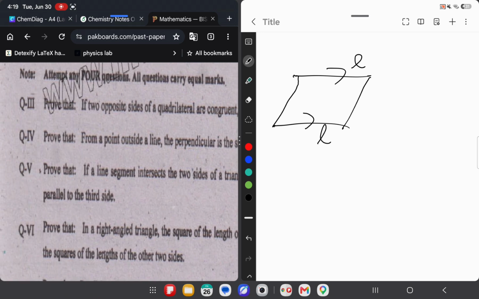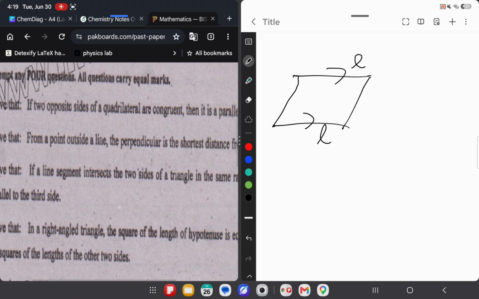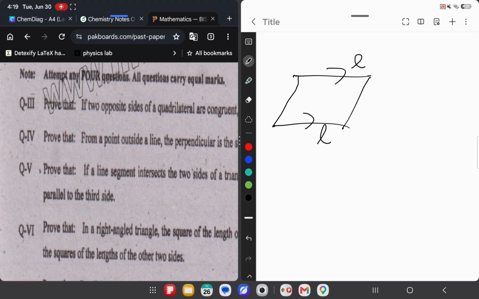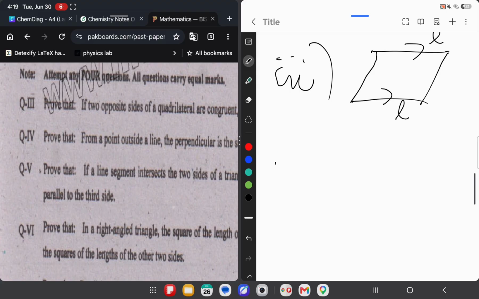From a point outside a line, the perpendicular is the shortest distance from the point to the line. Yes. That is true.